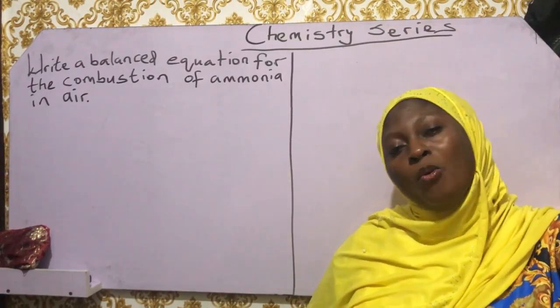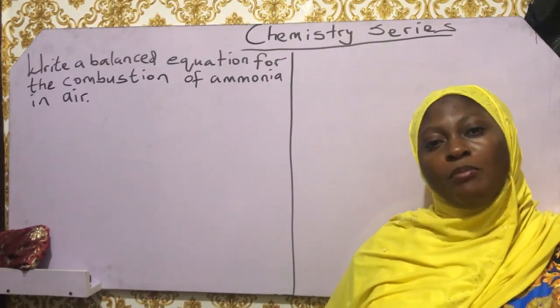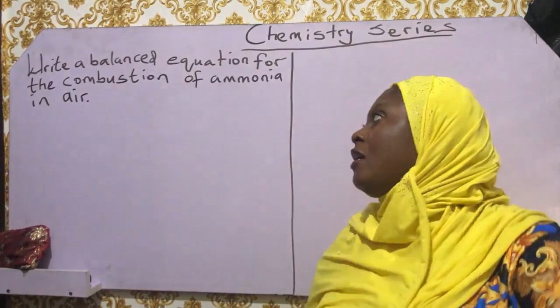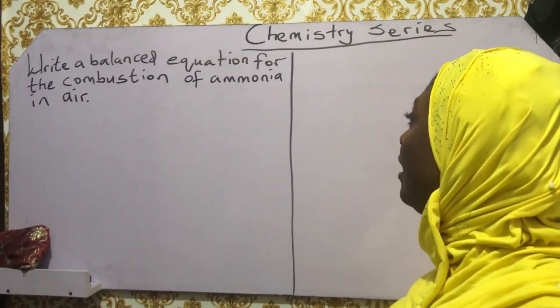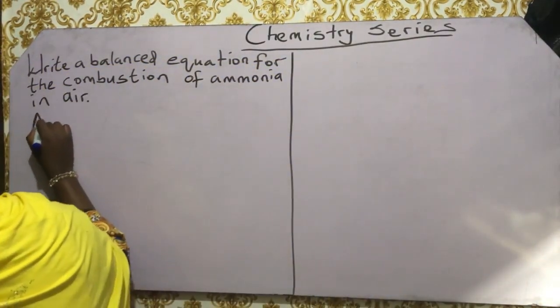In this class, we are still on balancing chemical equations because we have to take more examples in order to get a mastery of the topic. Let's see what we have on the board. Write a balanced equation for the combustion of ammonia in air. Let's see what we have.